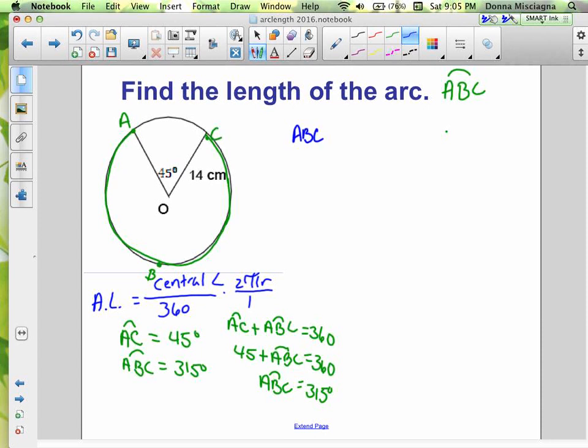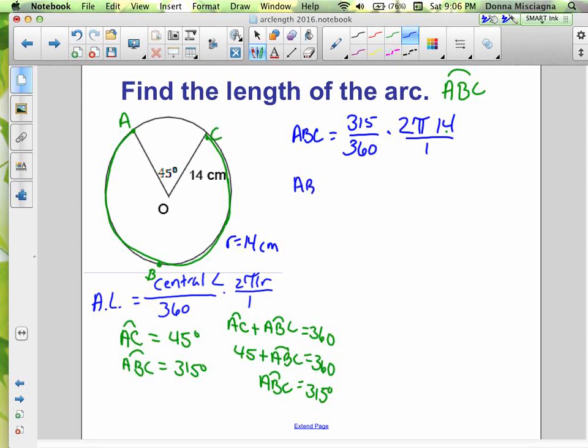So I'm not going to put the arc measure over that one because we're looking for length here. We're going to take the central angle, which is 315 degrees, over the whole circle, which is 360 degrees. That gives us the fraction of the circle, and then times 2 pi r. The radius is 14 centimeters. So 2 pi times 14.